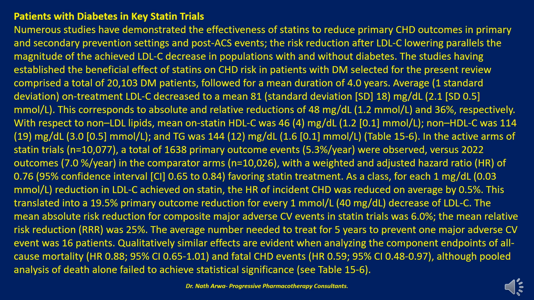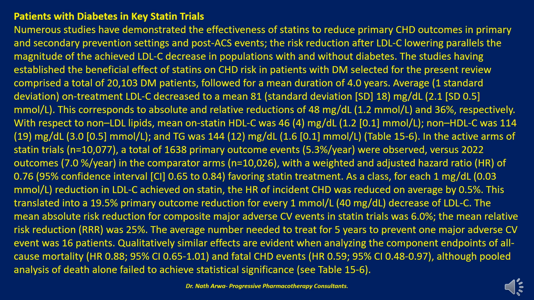In the active arms of statin trials, N equals 10,077, a total of 1638 primary outcome events, 5.3% per year, were observed, versus 2022 outcomes, 7% per year, in the comparator arms, N equals 10,026, with a weighted and adjusted hazard ratio of 0.76, 95% confidence interval of 0.65 to 0.84, favoring statin treatment.